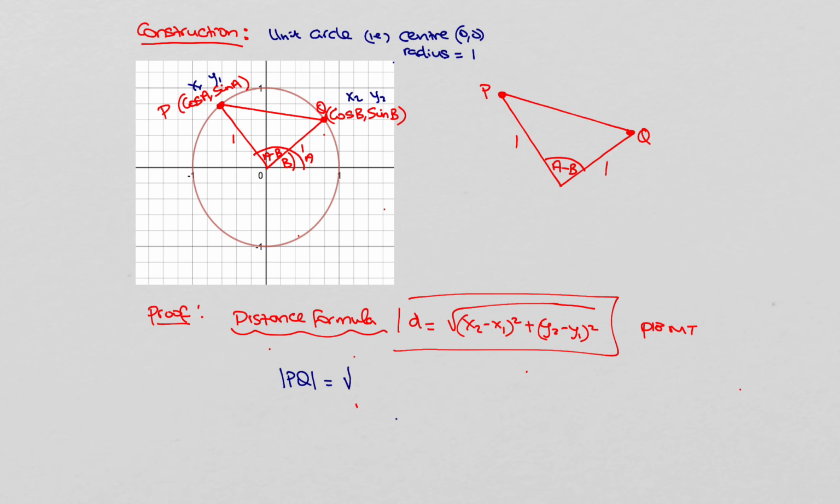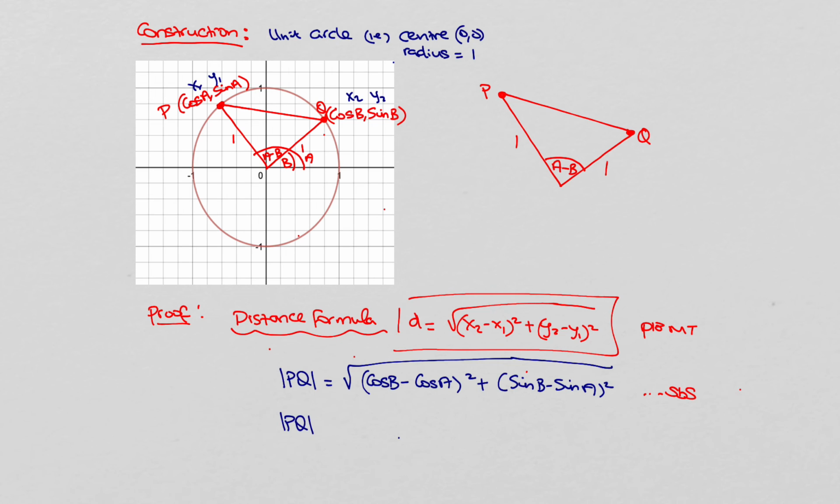So it's going to be the square root of x2, which is cos b, minus x1, so cos a, and then I square it, plus y2 minus y1 to be squared. So I want to get rid of that square root sign straight away, so I'm going to square both sides. So if I square the left, I get PQ squared is equal to cos b minus cos a squared plus sin b minus sin a squared.